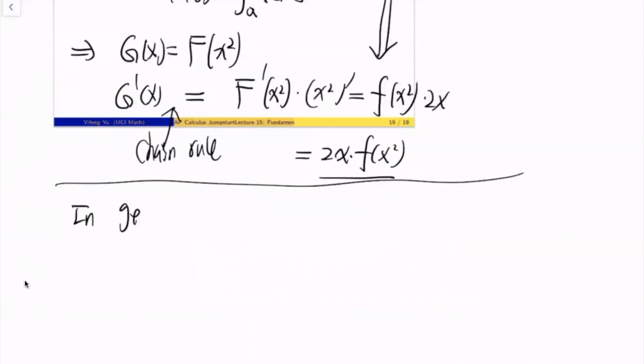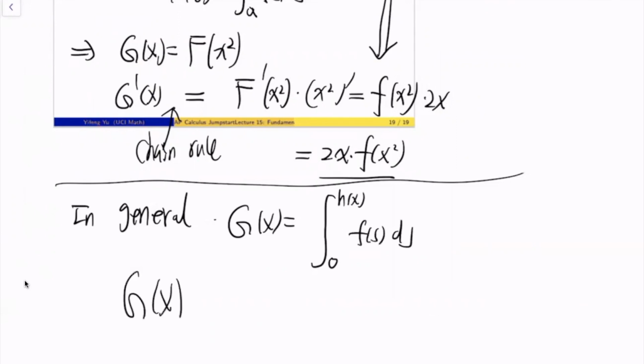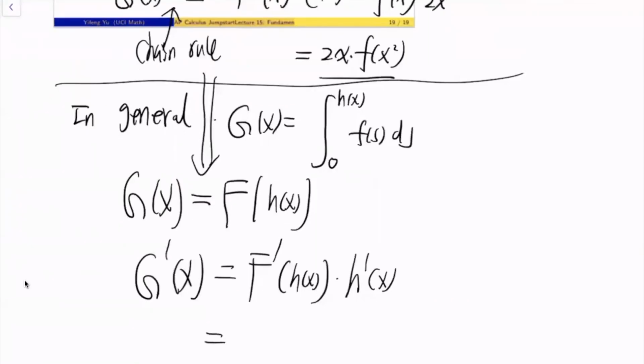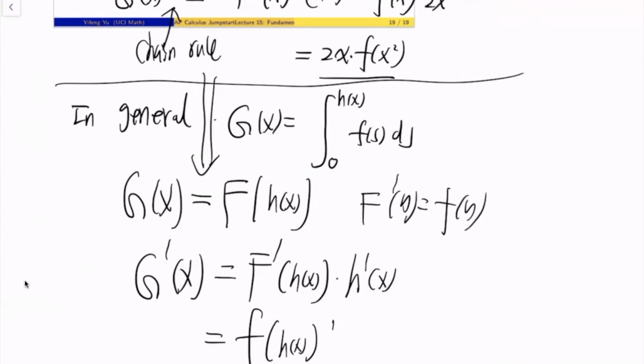Now, how about in general? We can do the same thing. In general, if I define g(x) as the integral from 0 to some h(x) of f(s) ds, then g(x) will just equal F composed with h(x). We just use the chain rule. You get g'(x) is F' evaluated at h(x), times h'(x), and because F'(y) equals f(y), you get f evaluated at h(x) times h'(x). So this is just a general way to do it.